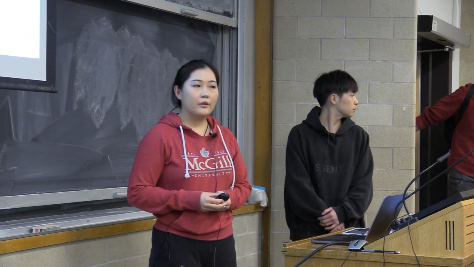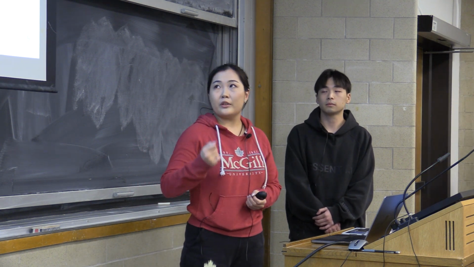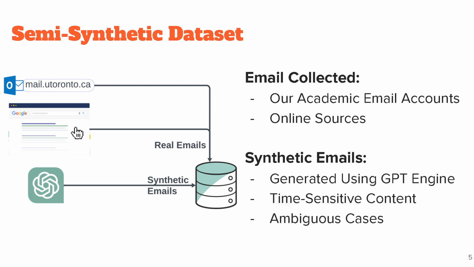To go into more detail, the real emails were gathered from online sources as well as our own academic emails, and the synthetic emails were generated using the GPT engine. We also created a time-sensitive urgency injector to insert time-sensitive information into the emails, in 10% of every category. We also manually reviewed the emails during the generation process, and during this process, we intentionally kept emails that could be categorized into more than one category to mimic real-life emails.